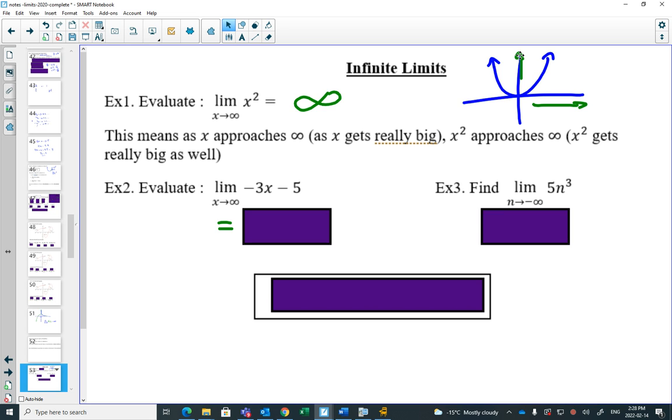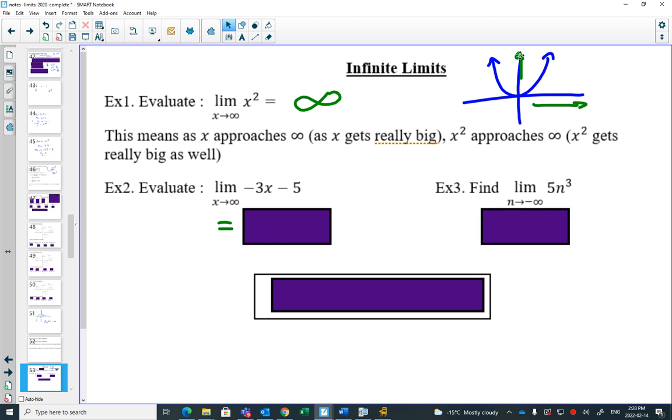So a lot of these you can solve if you think about the graph, but you can also just sort of solve them with mental math. Does it make sense that if you put a very big positive number in there, you would get a very big positive number? Like if I put in 1,000, 1,000 squared is going to be positive and it's going to be very big.